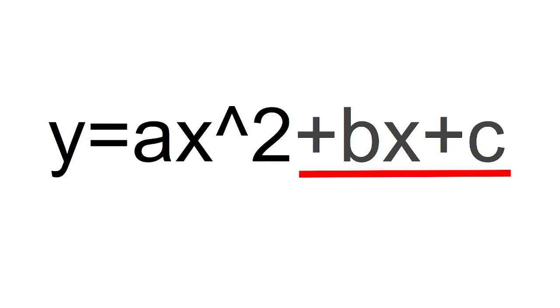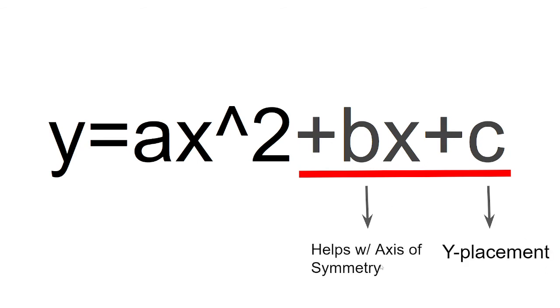Now, let's do a little review once again. This is y equals x squared. A would bring you whether it opens up or down, narrows or stretches, and this would be the y placement, and this would help with the axis of symmetry.